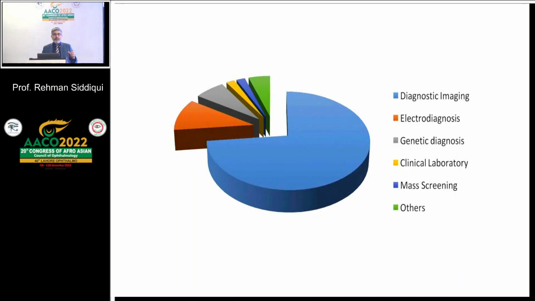So the work that is being done in artificial intelligence, mostly it's diagnostic work at the moment. Prediction for treatment and clinical laboratories is not happening, but most of the work is diagnostic imaging.